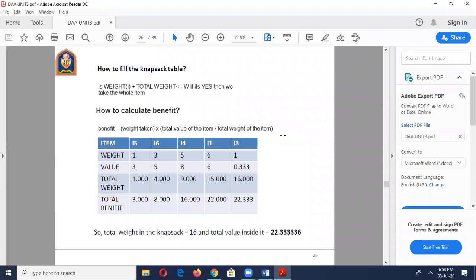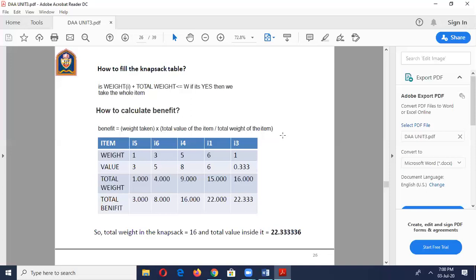To find the total benefit, we have the formula: weight taken times the total value of the item divided by the total weight of the item. By substituting this formula, we get the total benefit for item number 5 is 3, for item number 6 is 8, item number 4 is 16, item number 1 is 22, and item number 3 is 22.33. For the total weight, item number 5 is 1, item number 6 is 4, item number 4 is 9, item number 1 is 15, and item number 3 is 16.